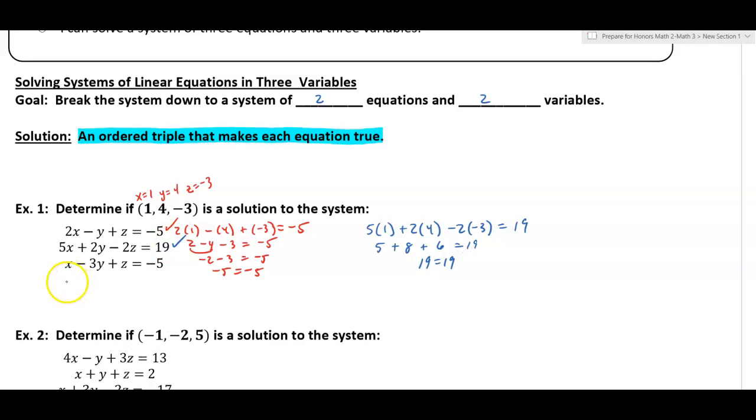And the last one is 1 minus 3 times 4 plus negative 3, is that going to equal negative 5? 1 minus 12 minus 3, does that equal negative 5? Well, negative 11 minus 3, that is not equal to negative 5. That one ruins it. So (1, 4, negative 3) is not a solution.